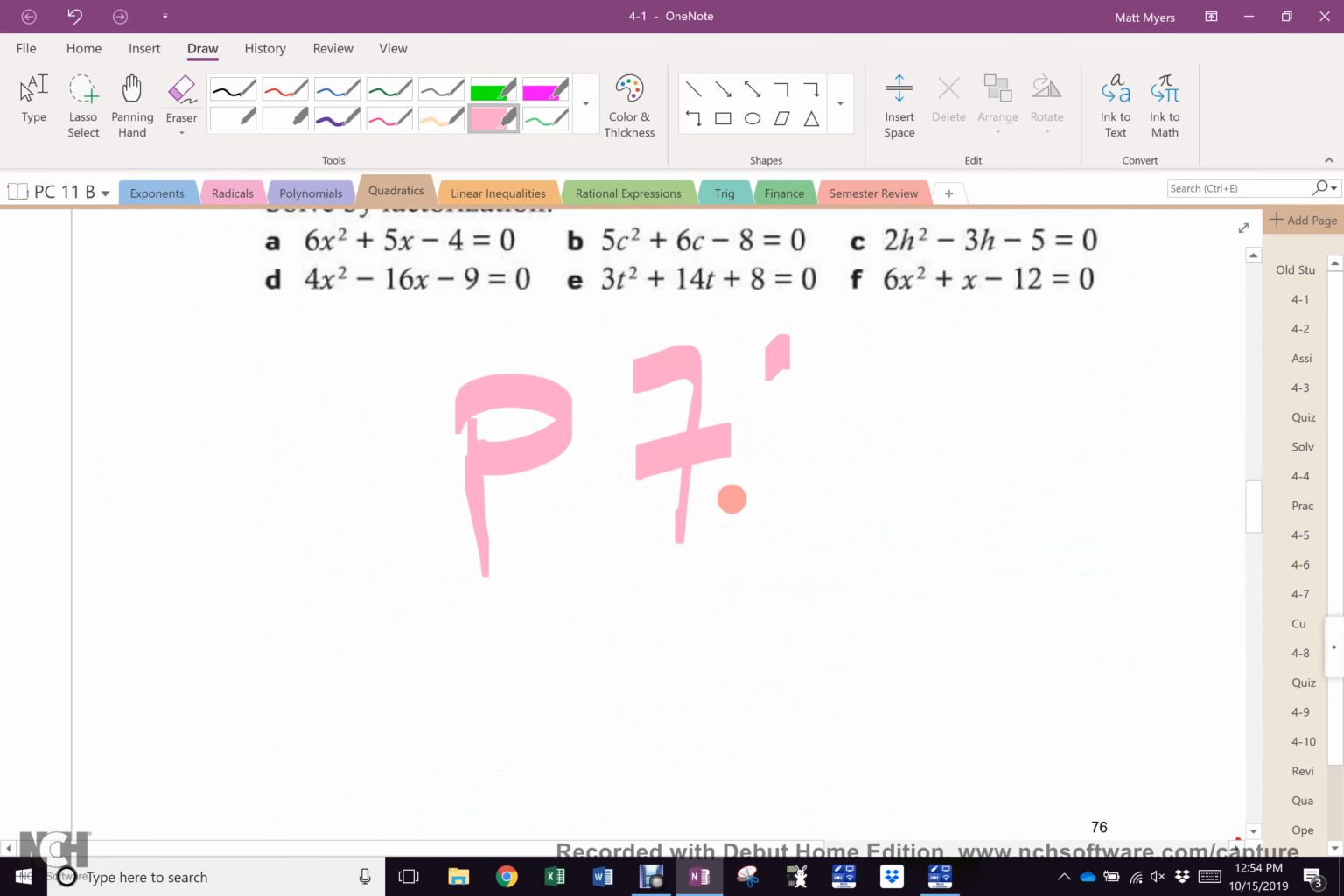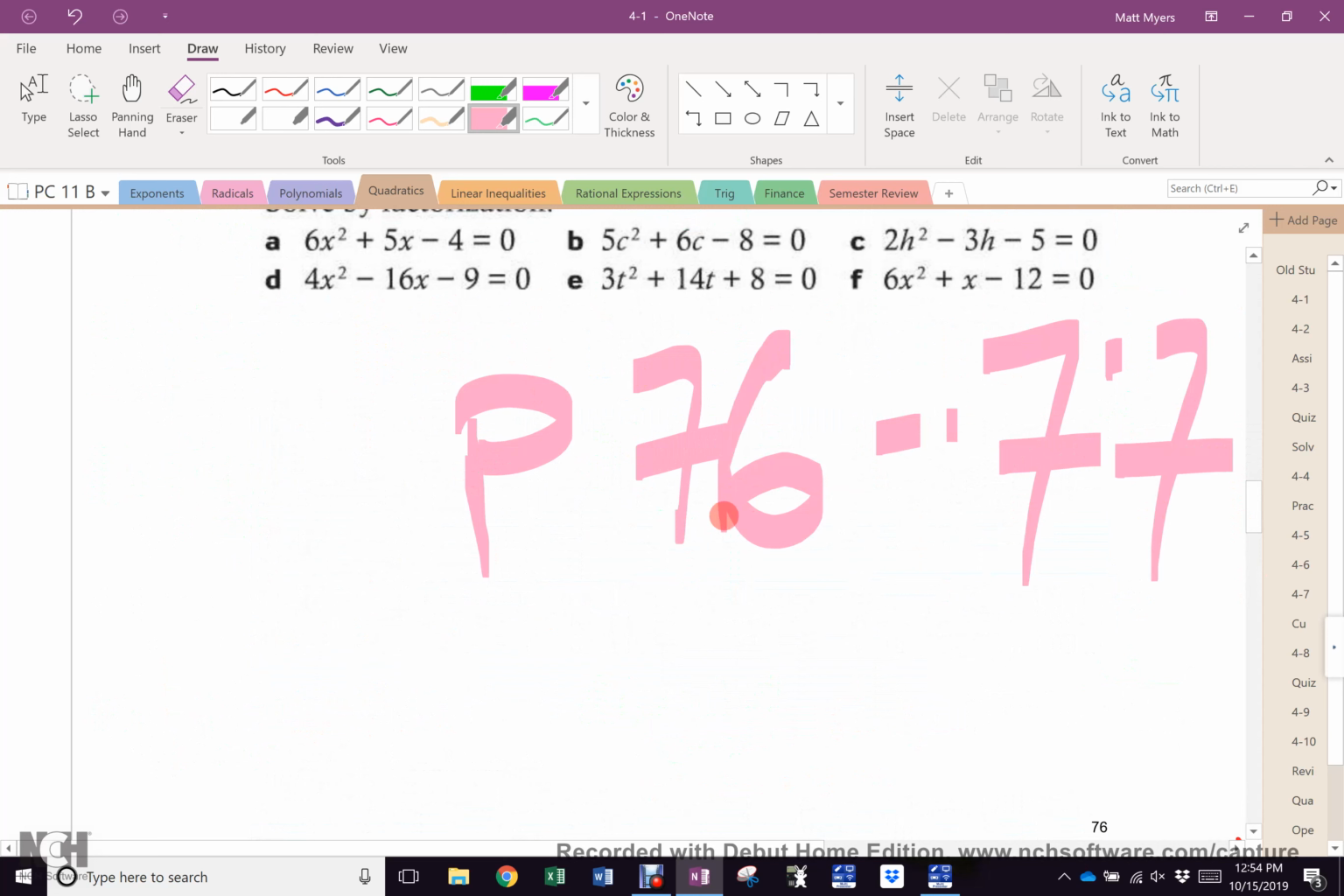Page 76 to 77. Oh, you're such a piece of garbage.